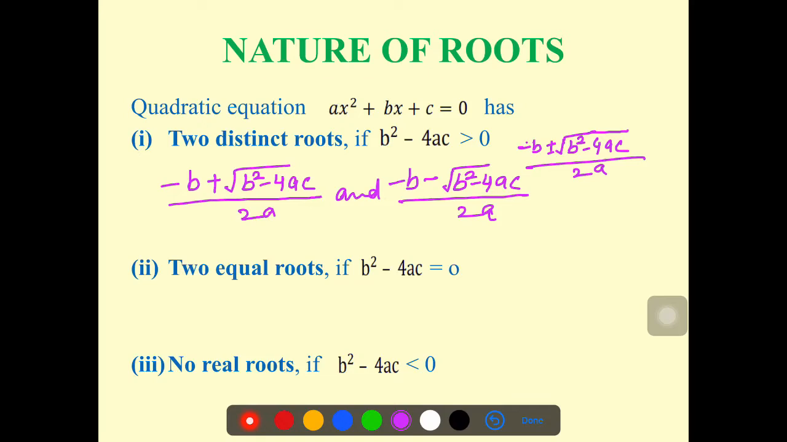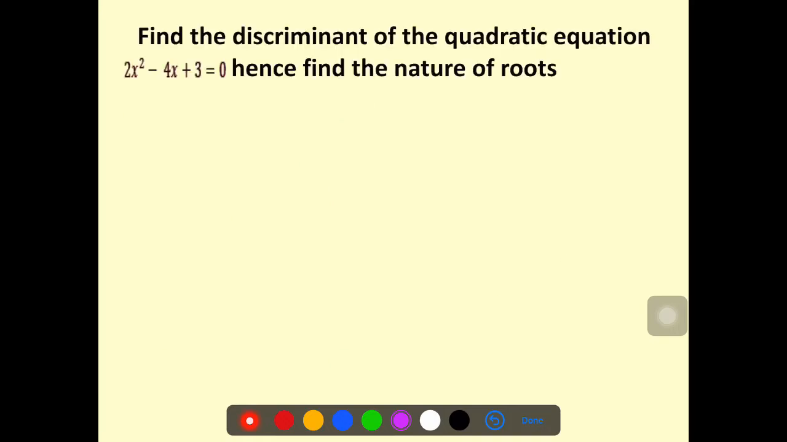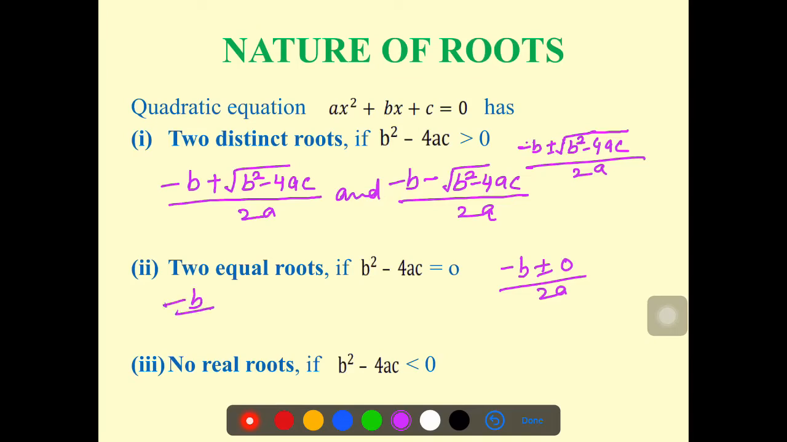Second, if b square minus 4ac is equal to 0, this will become minus b plus minus 0 upon 2a, means minus b by 2a plus minus 0. If we add 0 to minus b, we get minus b, and subtracting 0 we also get minus b. Means if b square minus 4ac is equal to 0, then the equation has two equal roots. And if b square minus 4ac is less than 0, then the equation has no real roots.